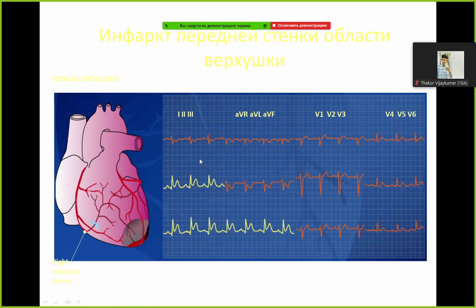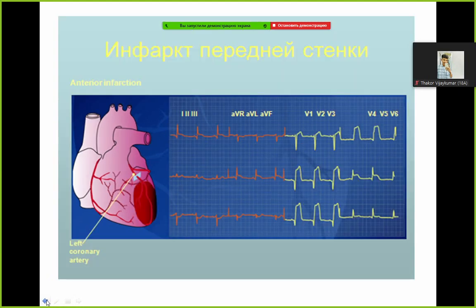And this is also absence of Q wave, it is pre-acute stage of myocardial infarction, and in this case, if we have pathological Q wave, it means that it is acute stage of myocardial infarction, necrosis.